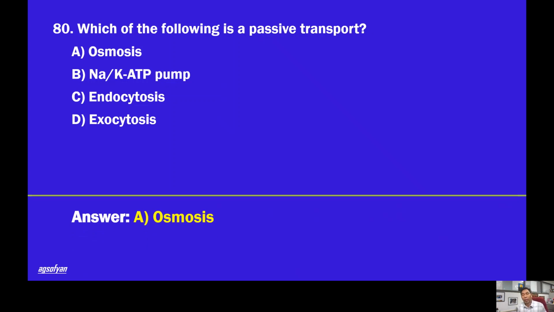Okay, there are three types of passive transport. One of them is osmosis. The other two are simple diffusion and facilitated diffusion.